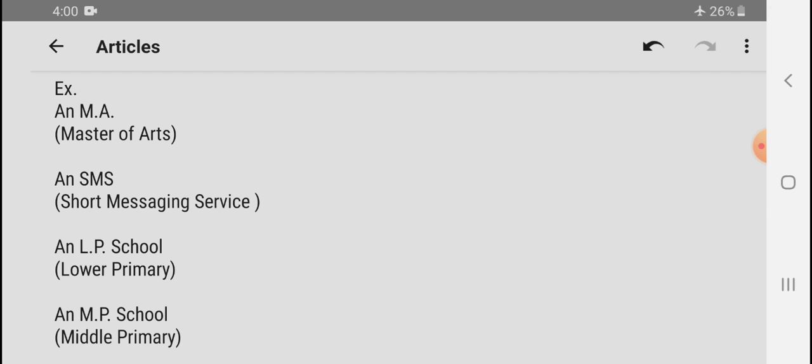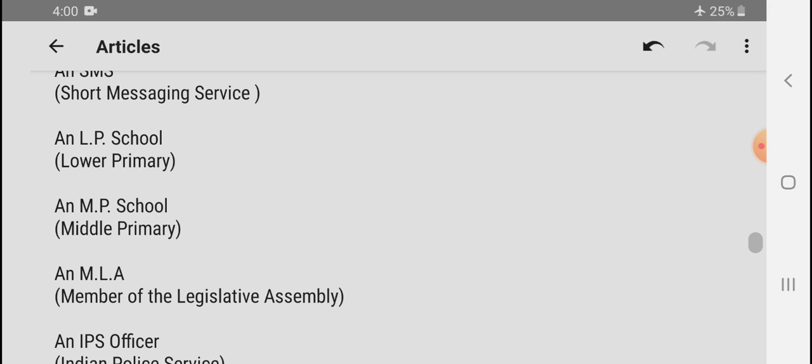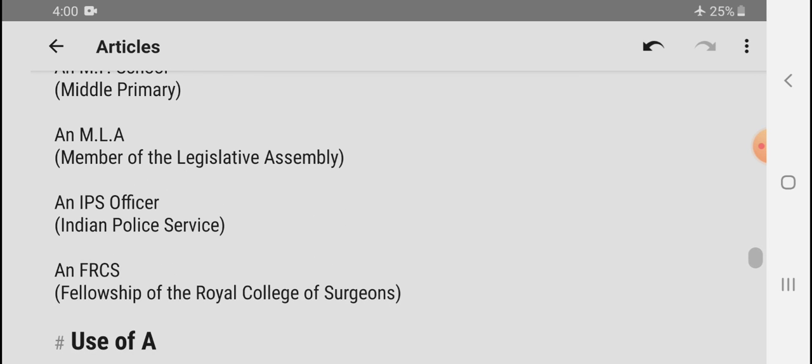So you can see A comes first while pronouncing L. You can also notice A comes first: A, L. So A is a vowel. Therefore, "an NLP school". M already discussed. So I'll go to IPS.